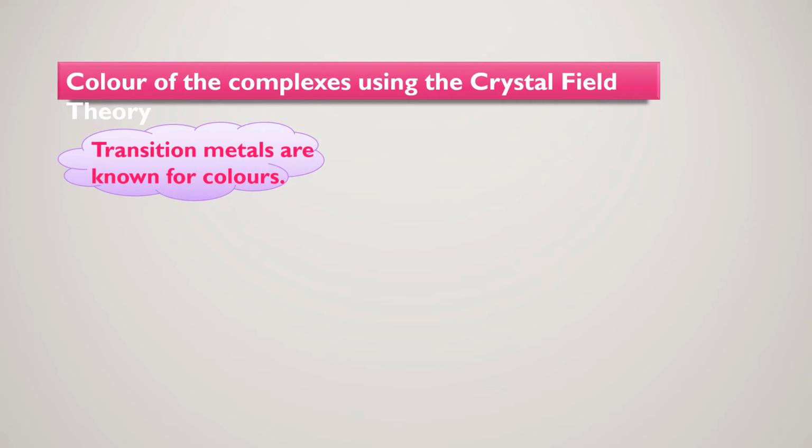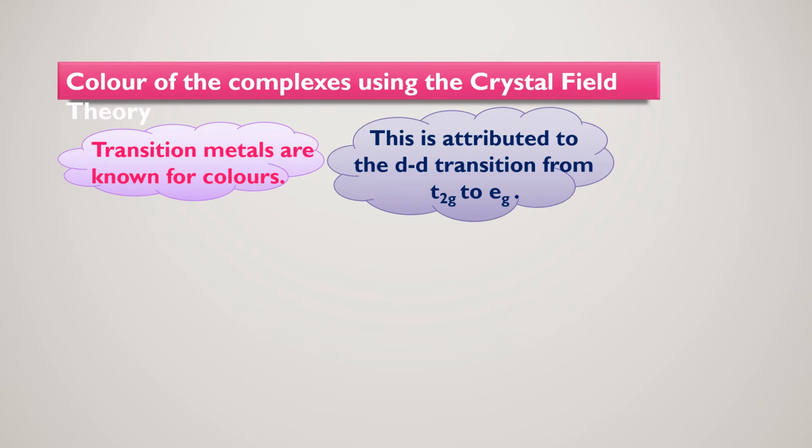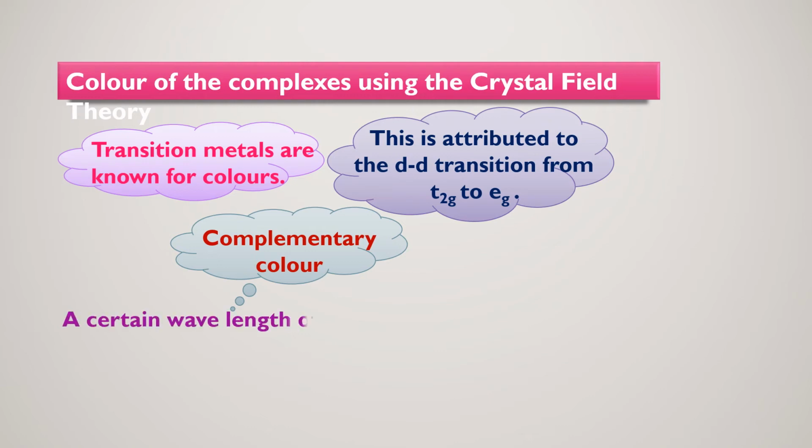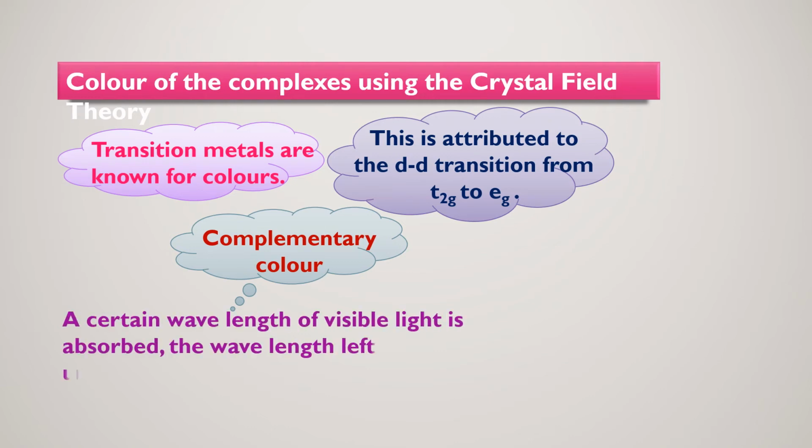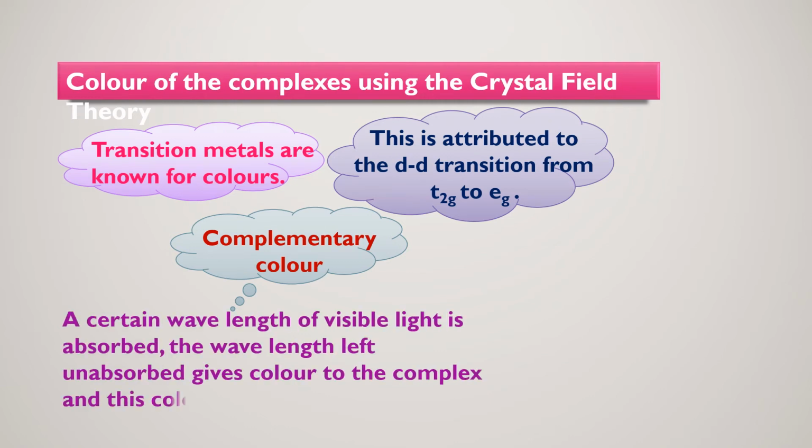If a d-block element forms a compound, then that compound will be colored. Why is it colored? Because of d-d transition, which means electron movement. The electron will move from t2g to eg, from one d orbital to another d orbital. That's why, due to d-d transition, the transition metals are known for their colors. Whichever light is absorbed, the complementary color of that light will be the color of the complex.